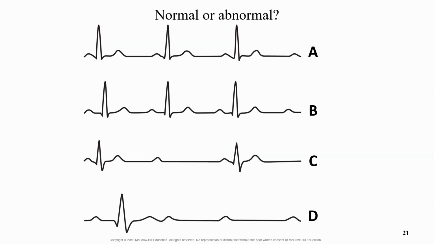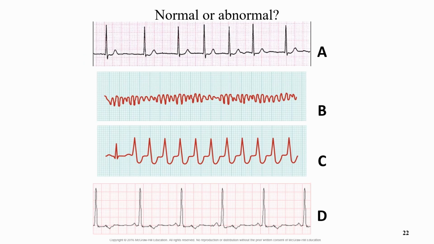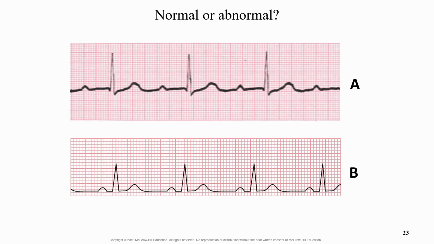So, which of these is abnormal? A, B, C, D. You can select more than one. Well, which of these is normal? Are these normal? Take a quick look at that.